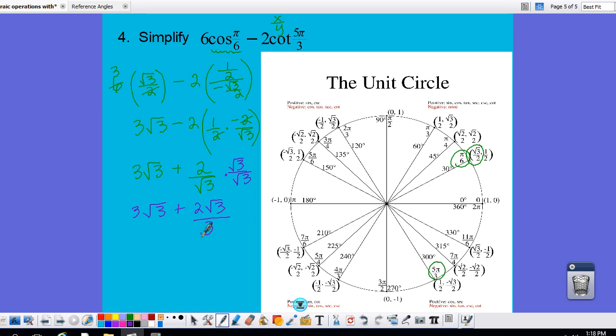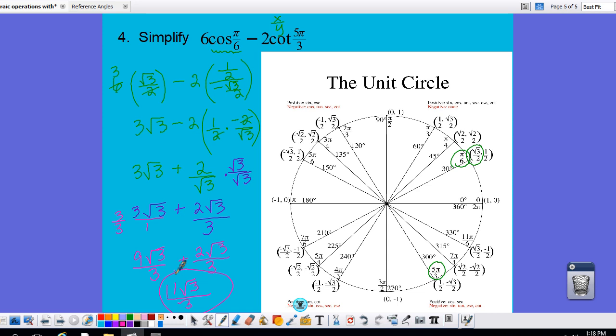And because these both have a radical 3, I see that they're like terms. So I can get a common denominator by multiplying the first term by 3 over 3. Right now it's really over 1. And so when I do that, I get 9 root 3 over 3 plus 2 root 3 over 3. And I can combine these to 11 root 3 over 3.